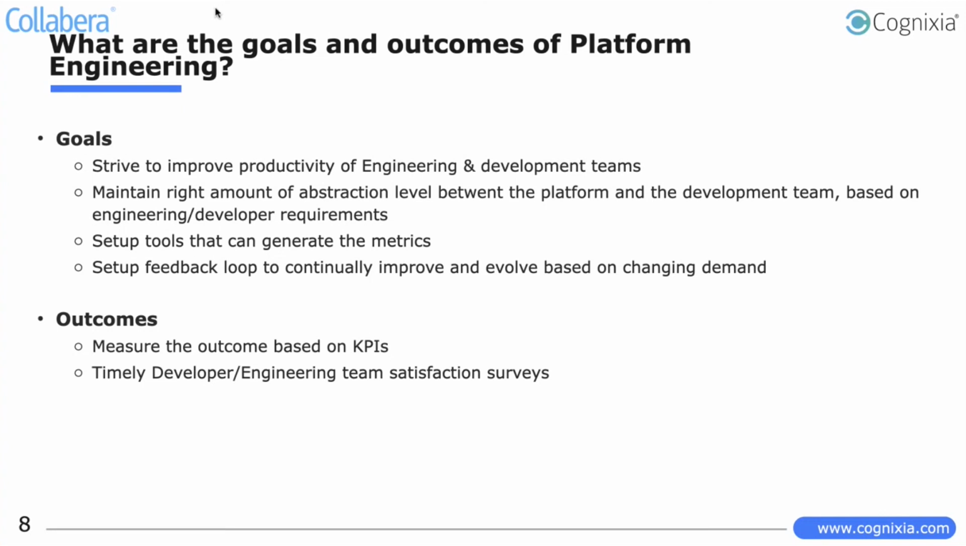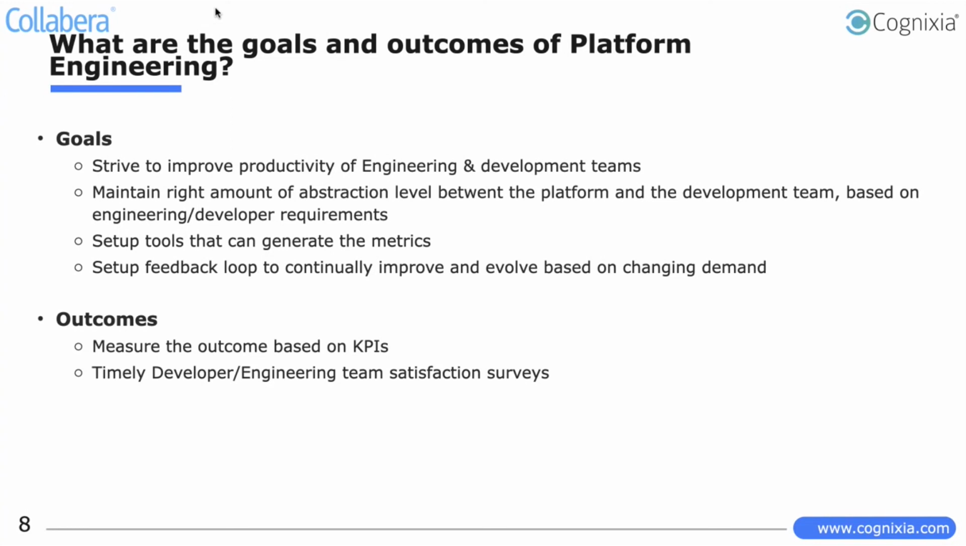So the goals are very dynamic, and the key thing is the platform engineering team should be able to adapt based on the need at that point in time. Same thing again, as a platform engineering team, we may need to develop some tools that can generate the metrics that will help us measure our outcomes. And we need to set up a feedback loop with the developers and all the stakeholders to make sure that the team is actually catering to all the needs of the engineering community.